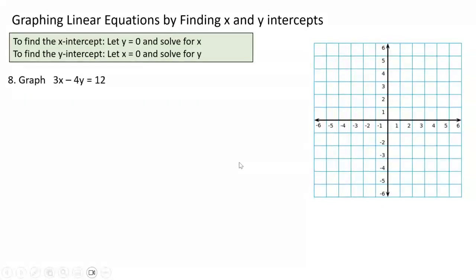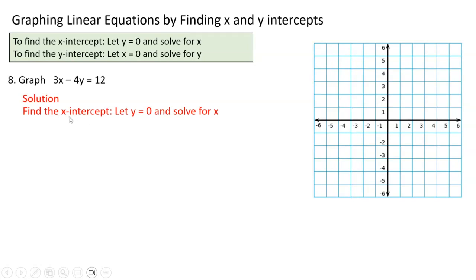Okay, now let me do the next one. This one, we're going to do the same thing, graphing by using the x and y intercept. But this one, I just came up with the name for it. I call it the cover. I know it's not in the book, the cover, but I just made it up because really you cover the x's or you cover the y's to find the intercepts. Let me show you how it works.